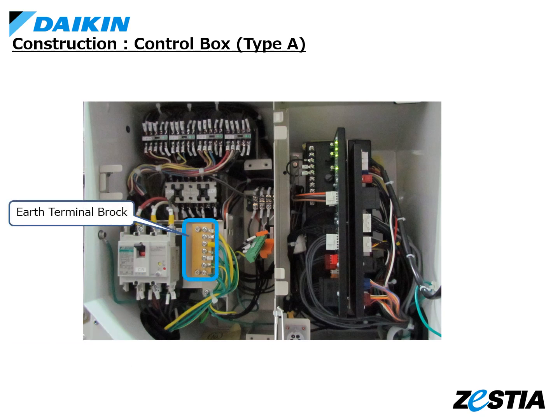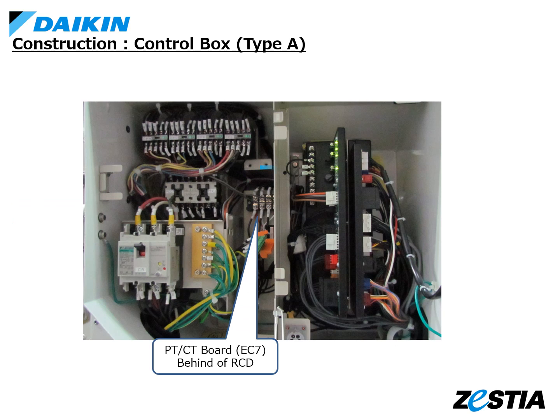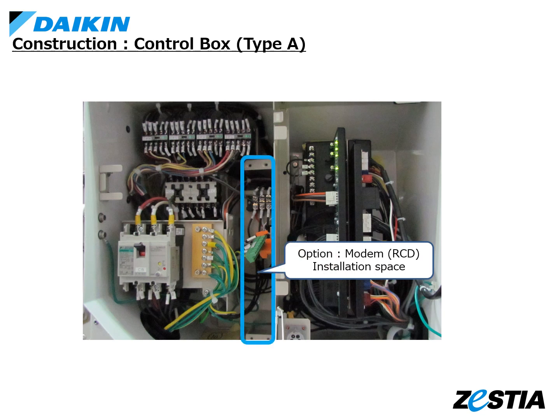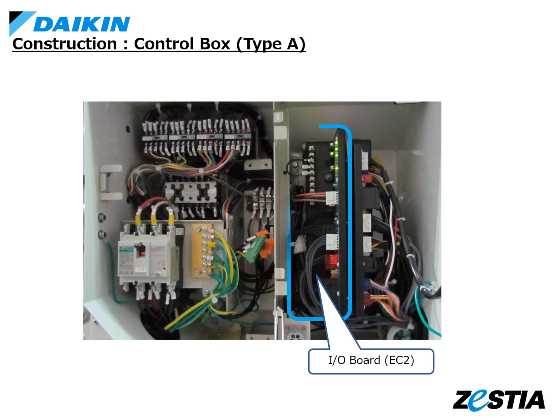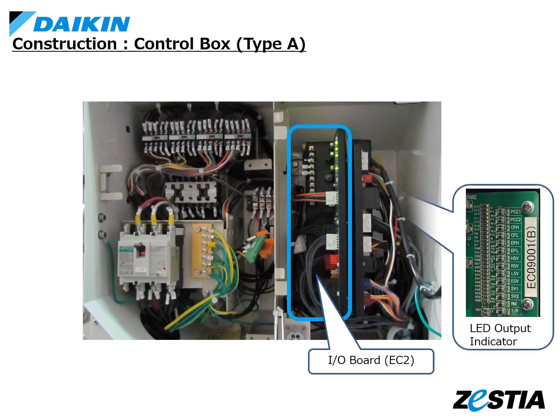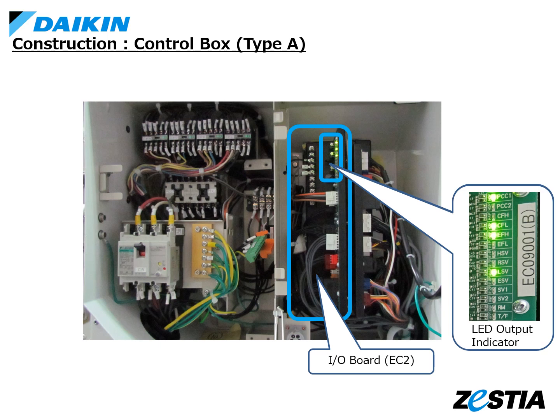This is the earth terminal block. This is the PTCT board. The current and voltage are measured on this board. There is space for installing the modem in front of this board. The PC board on the left side of the front is the I/O board. The actuator outputs the operation from this board. There is an output indicator on this board, and you can see the output from the board by LED.